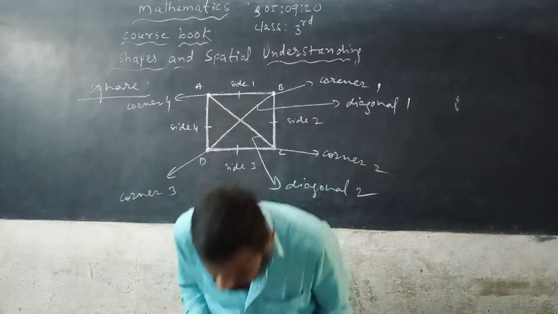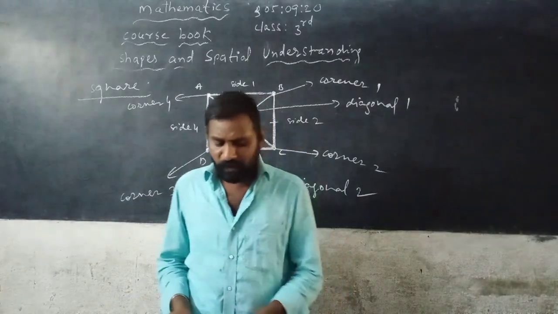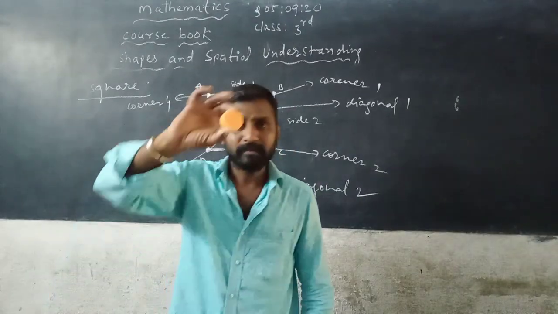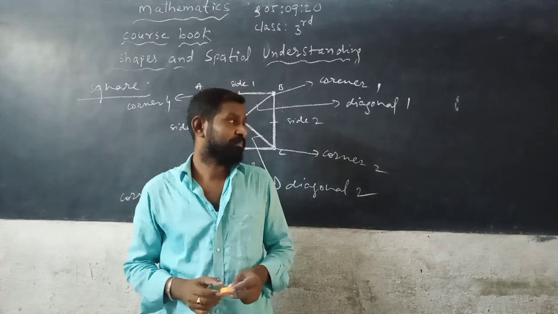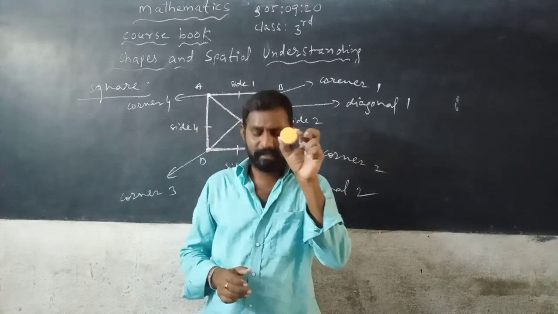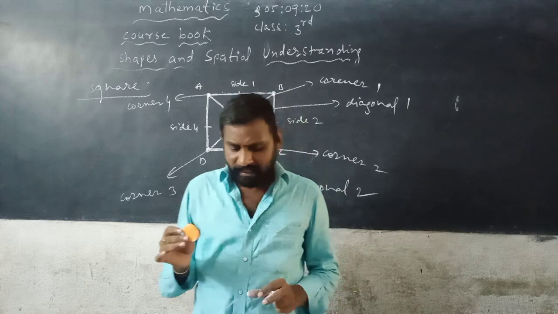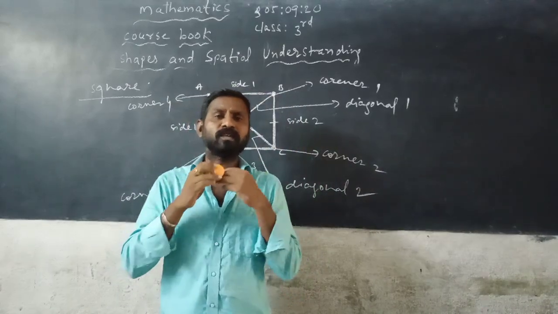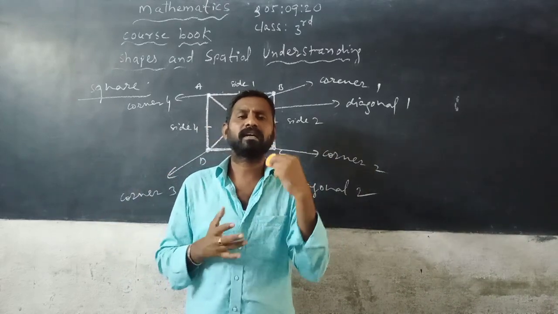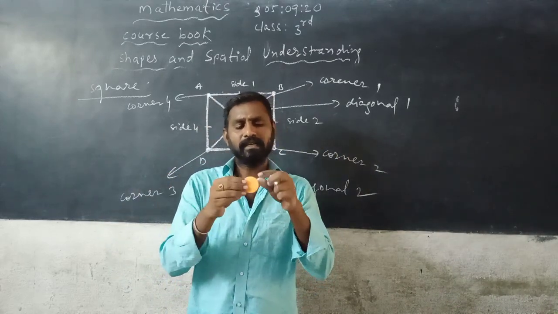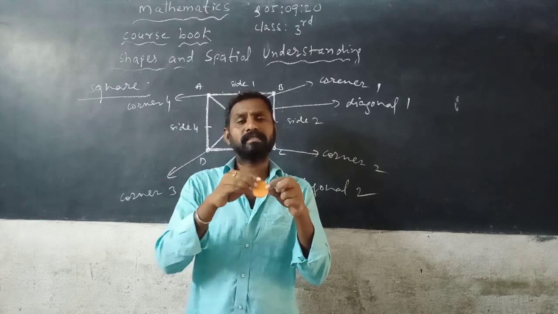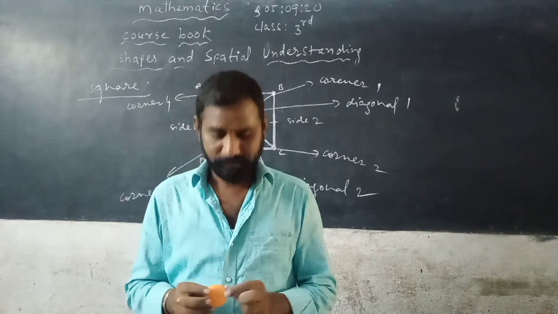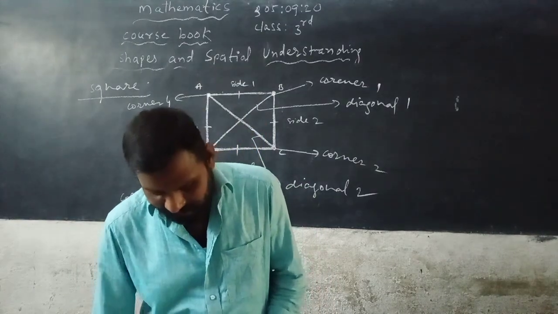So now, circle. Do you know how many sides or corners are there in a circle? This is the circle. A circle has neither any sides nor any corners. There are no sides, there are no corners. So it is a curved surface.